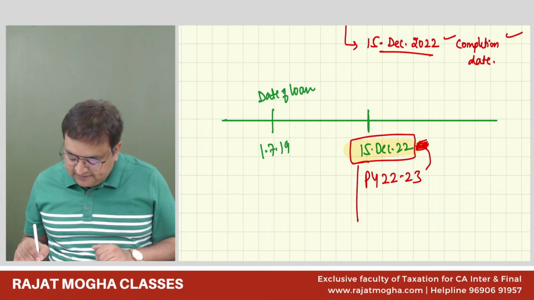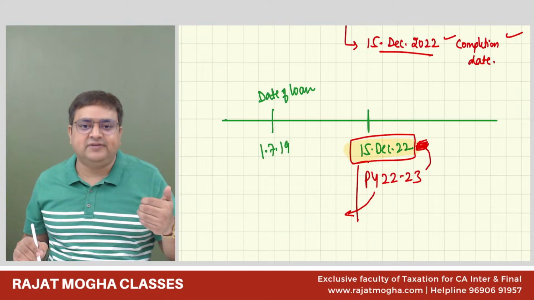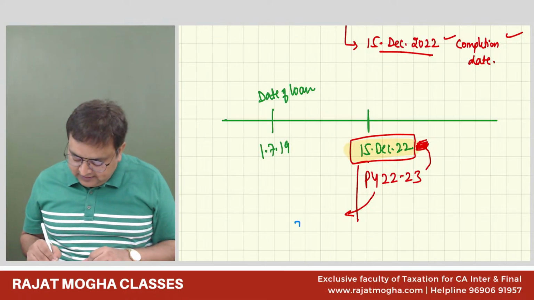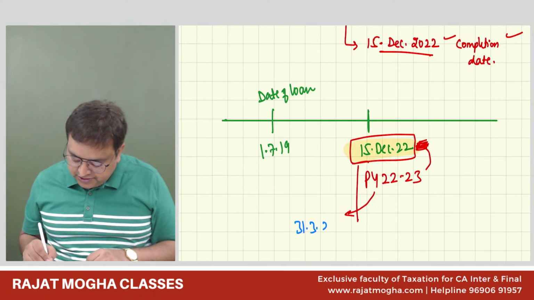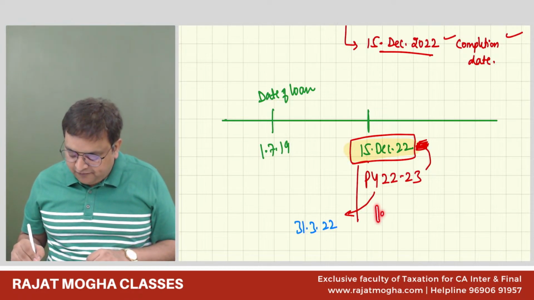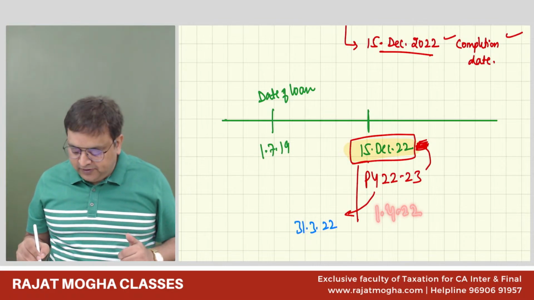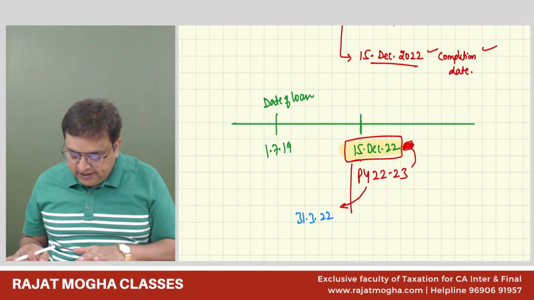Just before that, what was the date? Just prior to that, what was the date? The date was 31st March 22, because this previous year starts from 1st April 22. Just go one day before that. So it is 31st March 2022.